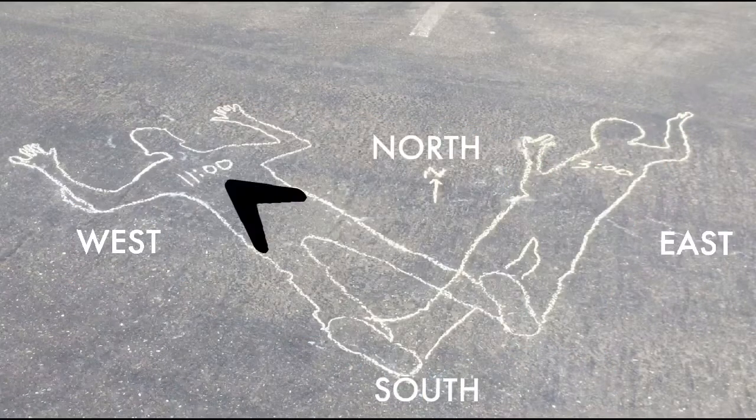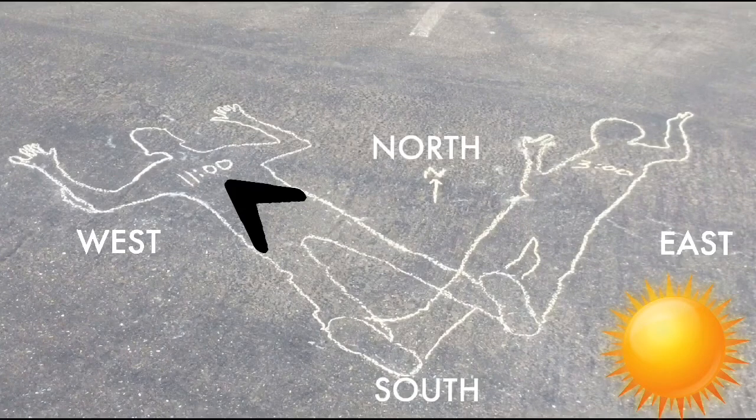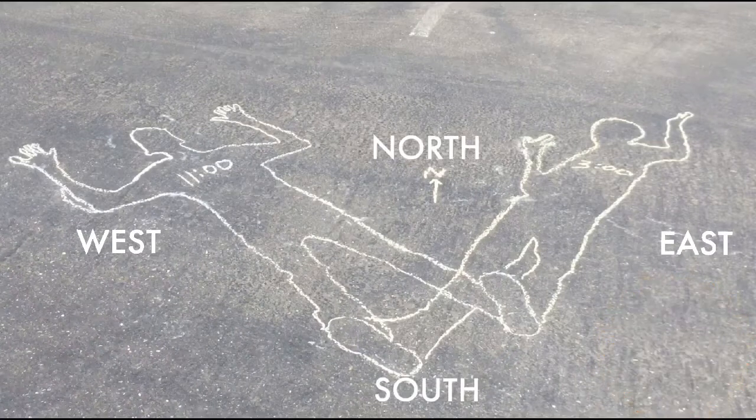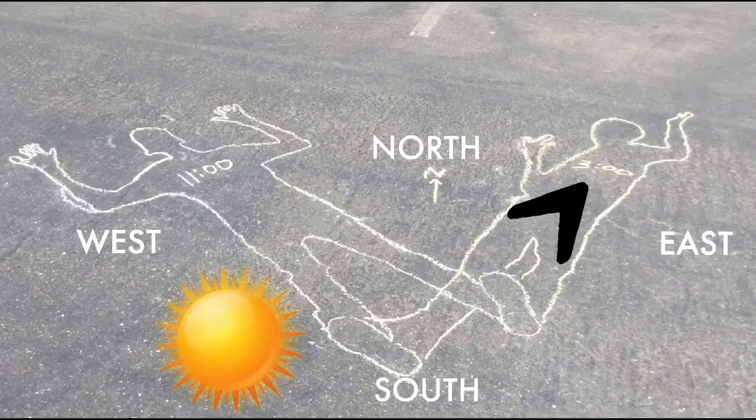So in the morning, my shadow was pointing more to the west, but that means the sun was in the east. This is because shadows always point away from the sun. In the afternoon, my shadow was pointing more to the east, so the sun was in the west.